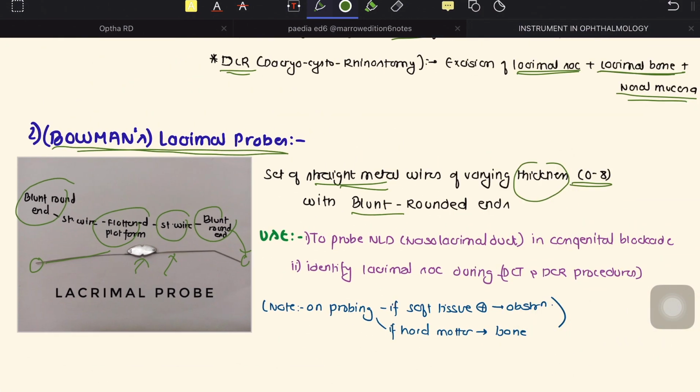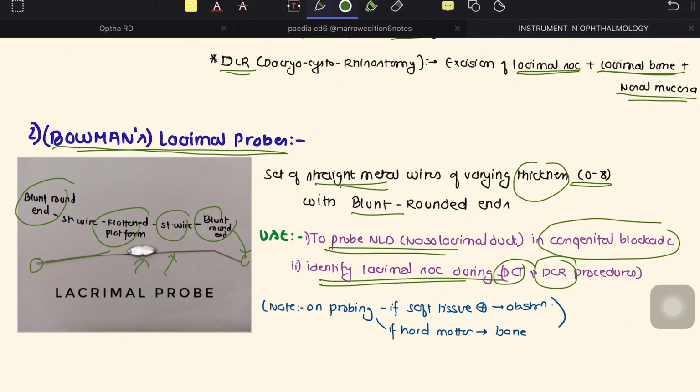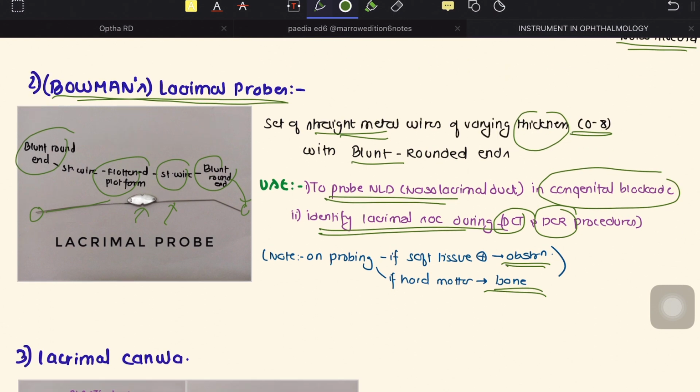It is used to probe the nasolacrimal duct to check for any congenital blockade. It also identifies the lacrimal sac during dacryocystectomy and dacryocystorhinostomy procedures. Note that if on probing you feel a soft tissue obstruction in the probing tract, then it is probably due to an obstruction. But if there is hard matter obstructing you from probing, then it is probably a bone, not an obstruction. This is how you differentiate obstructions present in the lacrimal drainage system.